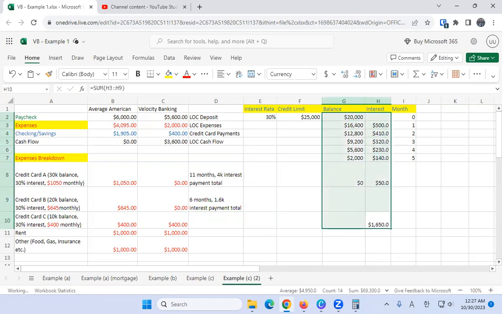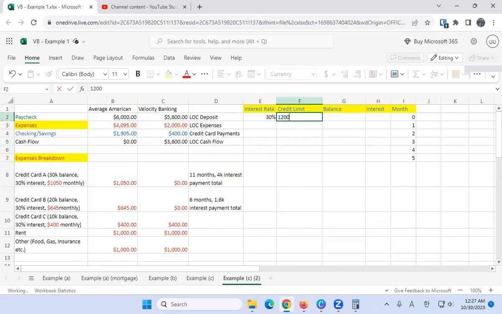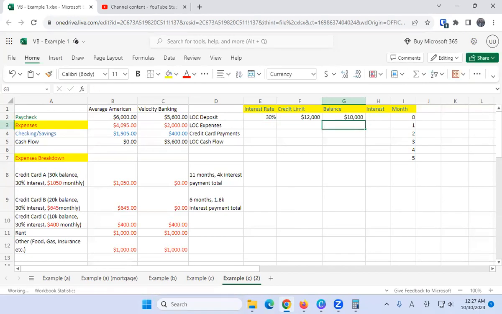So now we paid that off. Now we're going to use this 10K one as our main operating account. So let's just say we have a $12,000 limit. How much is the balance? The balance is about $10,000, right? Not too much wiggle room there, but we're now going to use that as our main operating account. And so now we don't need anything in our checking and savings for the different credit card payments. We can deposit the whole thing into that line of credit, right?